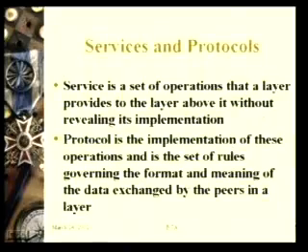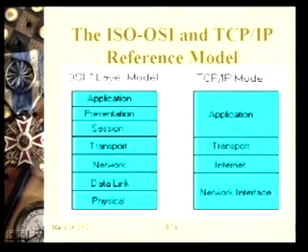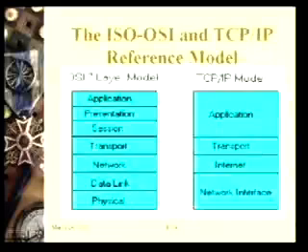One more term which goes with networking is services and protocols. Now what is a service? A service is a set of operations that a layer provides to the layer above it without revealing its implementation. What is a layer? Protocol is the implementation of these operations and is the set of rules governing the format and meaning of the data exchanged by the peers in a layer. In both these definitions, what is the term we are using? Layers.